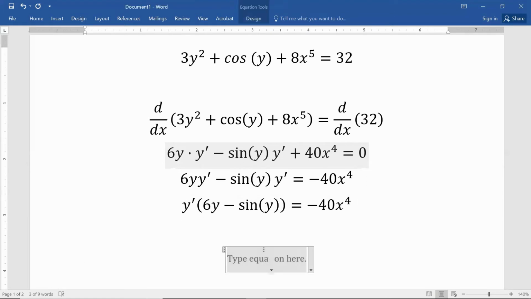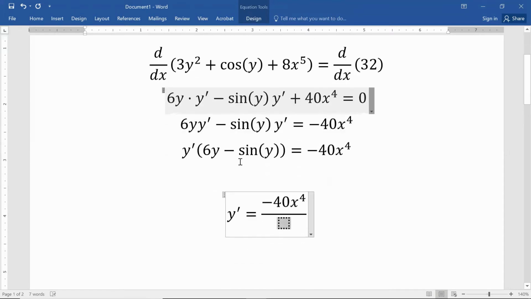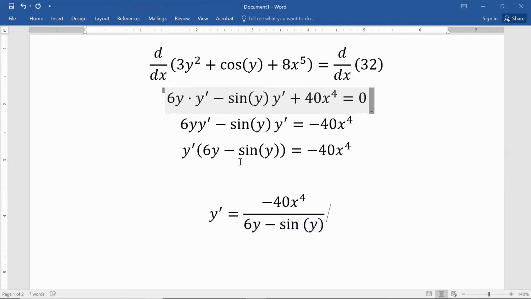And then divide both sides by 6y minus sine y. We end up with negative 40x to the fourth over 6y minus sine y. And that's the y prime. That's the derivative of y with respect to x.